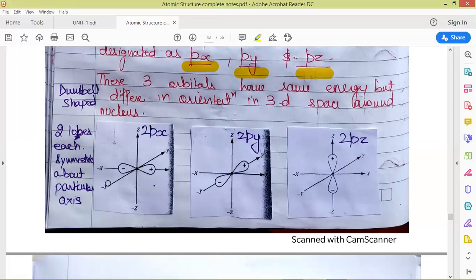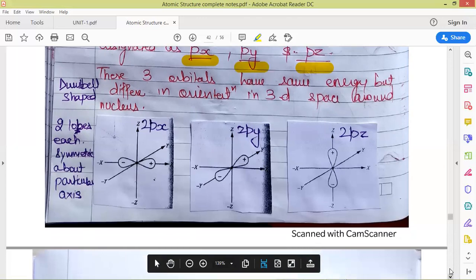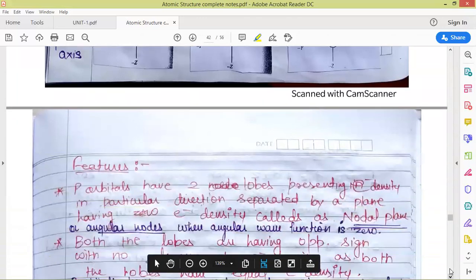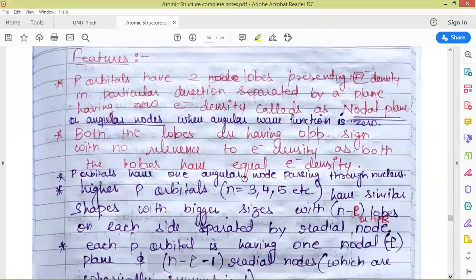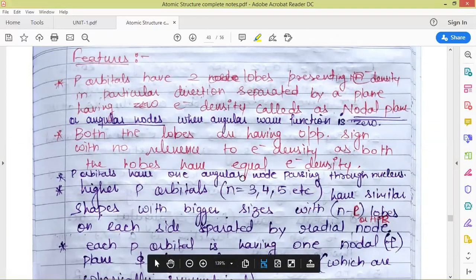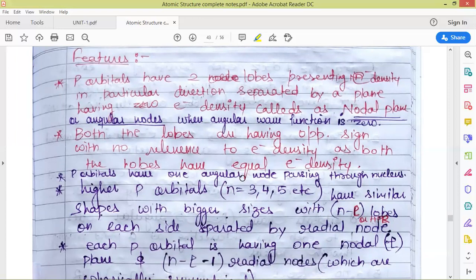The angular node will be in the zy plane for the 2px orbital. That means a plane separating these two lobes and lying in the zy plane. For the 2py orbital, the plane will lie in the zx plane, and for the 2pz orbital, the plane will lie in the xy plane. So this represents the angular node, and both lobes have opposite signs with no relevance to electron density, as both lobes have equal electron density. This we have already discussed.